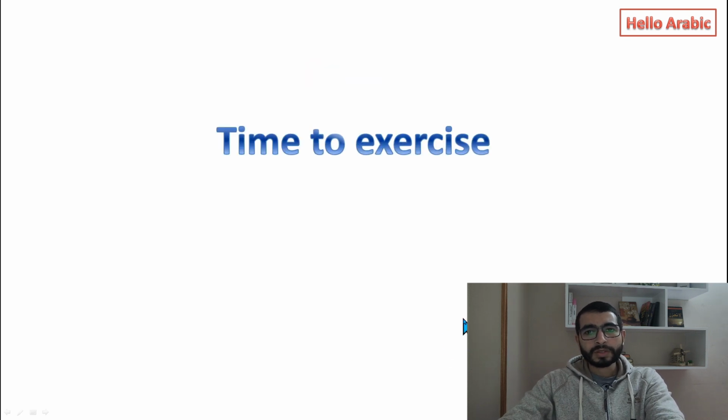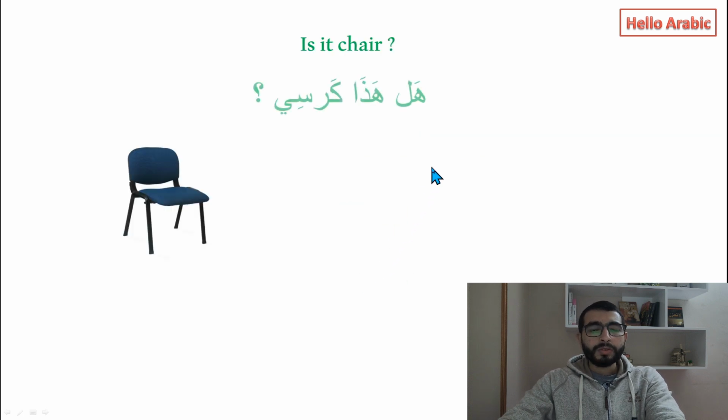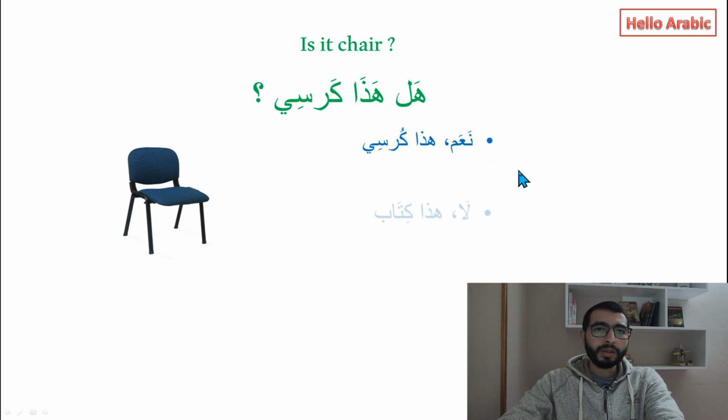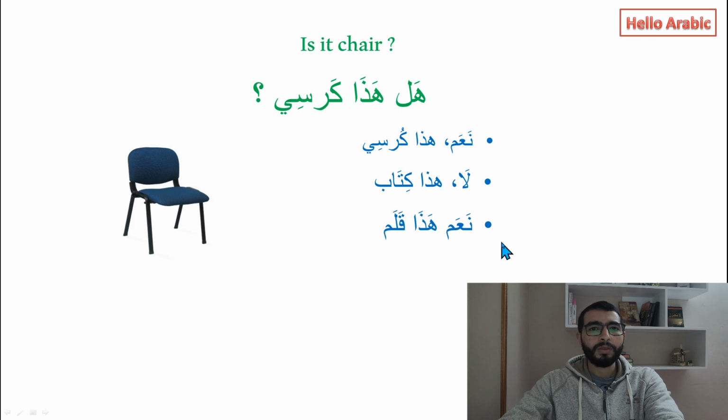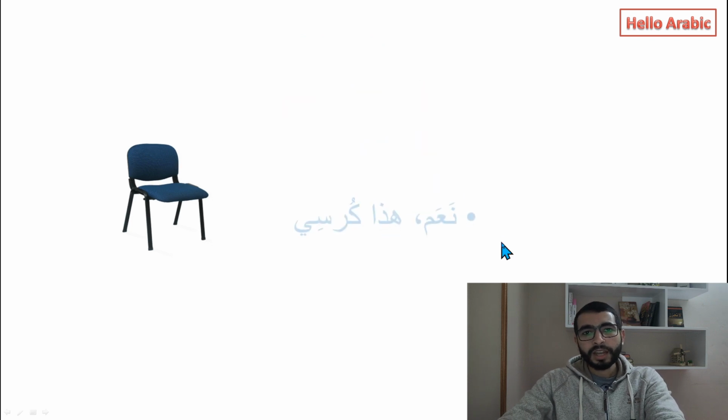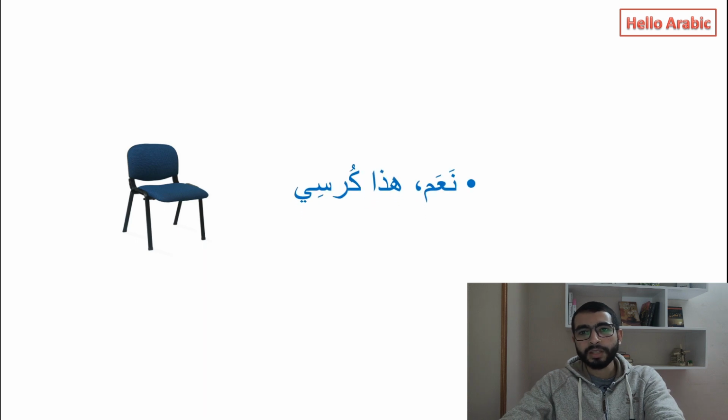Now it's time for exercise. وقت التمارين. So the first question: هل هذا كرسي? Is that a chair? نعم هذا كرسي. لا هذا كتاب. نعم هذا قلم. So the answer will be نعم هذا كرسي. First of all you have to say نعم أو لا, yes or no, then explain it and complete the sentence.